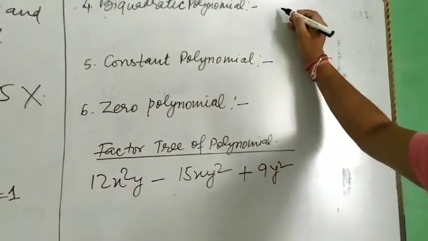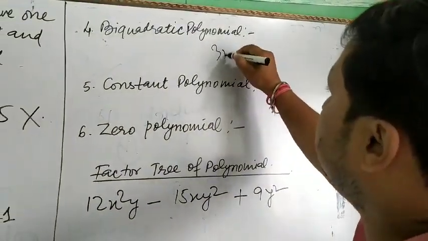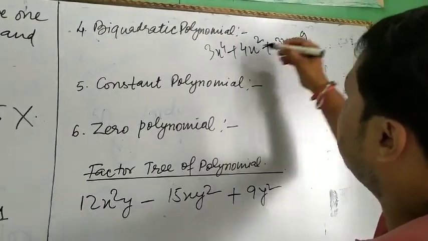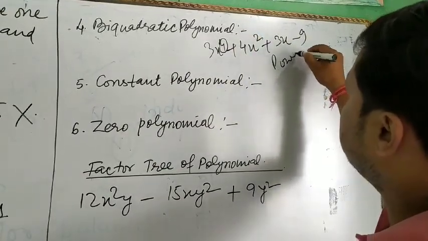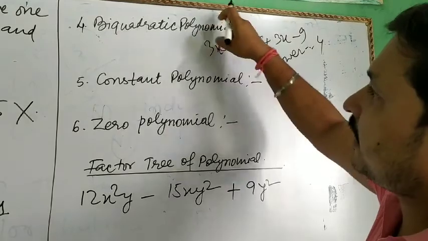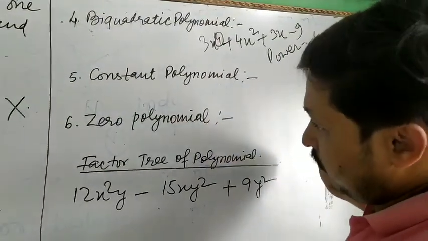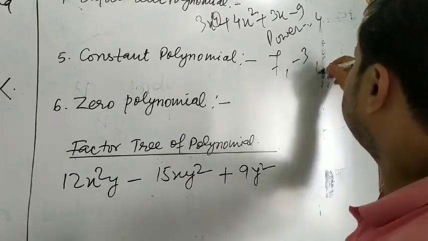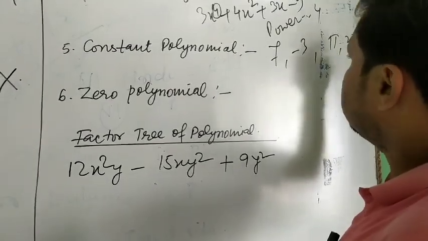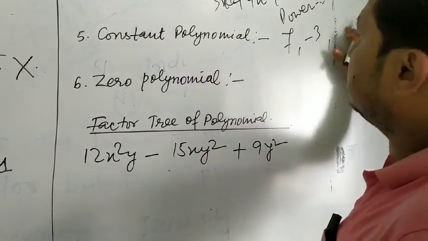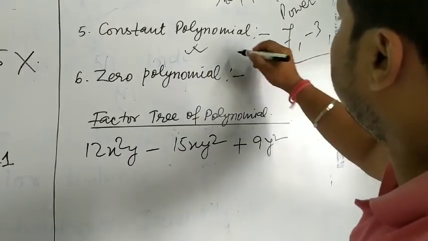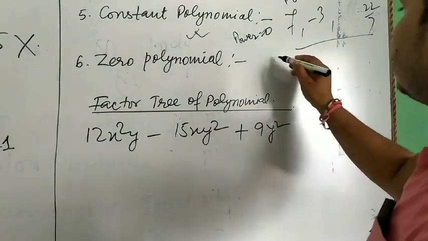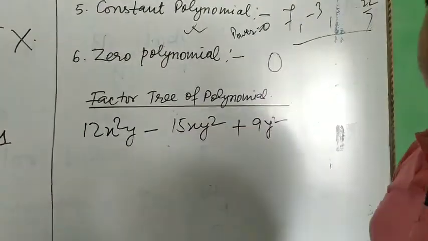In the biquadratic polynomial, the highest power is 4: 3x to the power 4 plus 4x square plus 3x minus 9. Its highest power is 4, so it's a biquadratic polynomial. Constant polynomial means no variables, for example 7, minus 3, pi, 22 by 7. These are called constant polynomials, with power 0. The zero polynomial is just the value 0. That is called a zero polynomial.